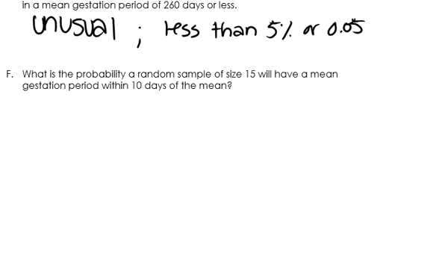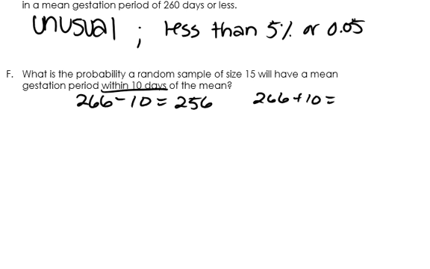Now part F is asking, what's the probability a random sample of size 15 will have a mean gestation period within 10 days of the mean? So this means it could either be 10 days less than the mean or 10 days more than the mean. So that's what they mean by within 10 days. So 10 days less than the mean would be 256, and 10 days more than the mean will be 276.